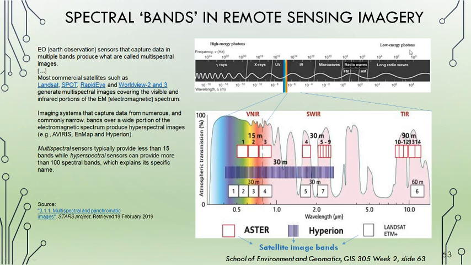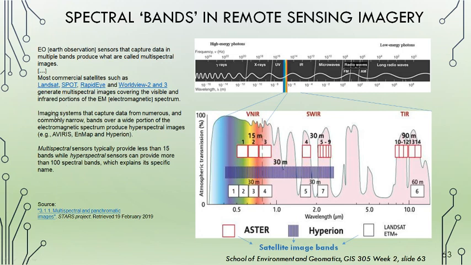And high energy light is at this end of the spectrum, and low energy light is at this end. And that little portion of the electromagnetic spectrum that is expanded here is the portion in which typical remote sensing sensors are designed to work.